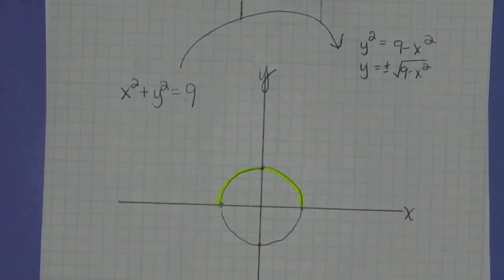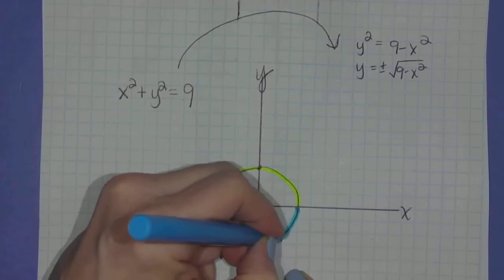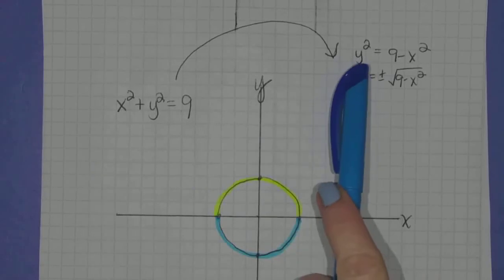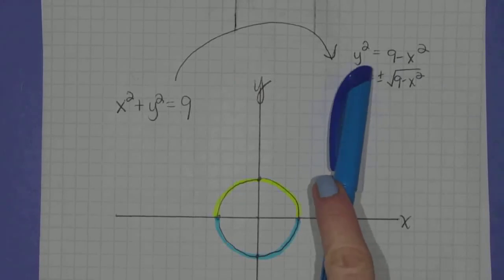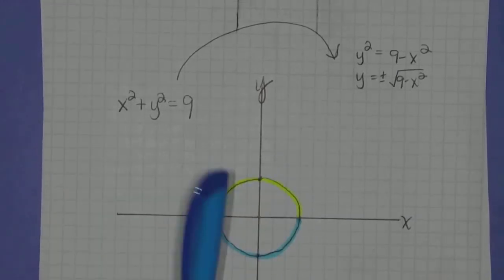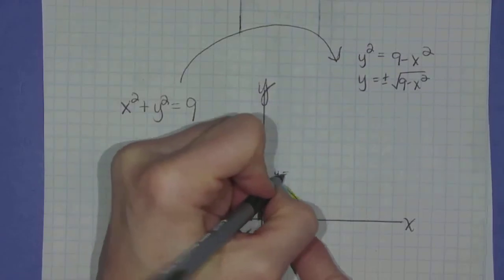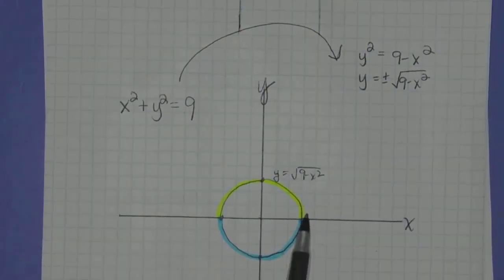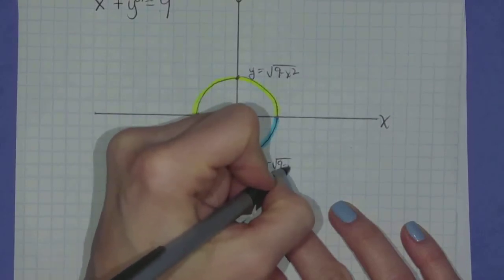Let me get a different color highlighter, because as we know, when we start to solve the equation of a circle for y, it becomes piecewise. So if you take a look here, what I did over here is I moved the x squared to the other side and square rooted. So y ends up equaling plus or minus the square root of 9 minus x squared. So the top here, the yellow, is going to be given by the positive root of 9 minus x squared. And then the blue is going to be the negative root of 9 minus x squared.